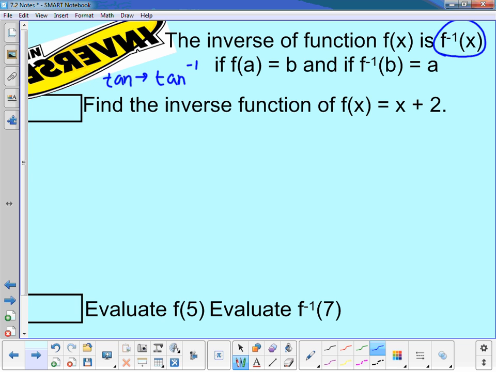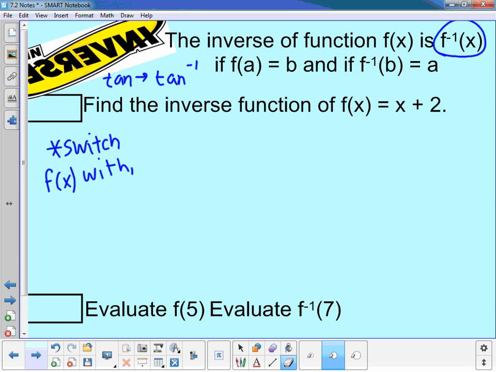Okay, so what we want to do is find the inverse. Finding the inverse of a function means that I am going to switch the f of x with the x. So we'll just write that down. You can put that in your box there on the left. Switch f of x with x, and then solve for f inverse.